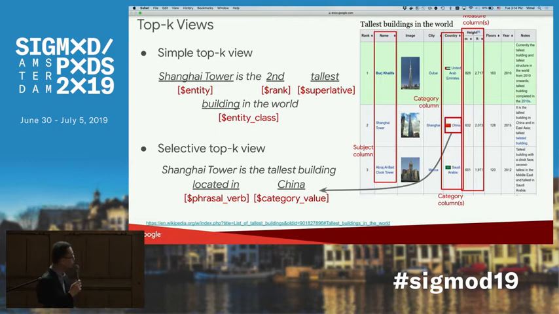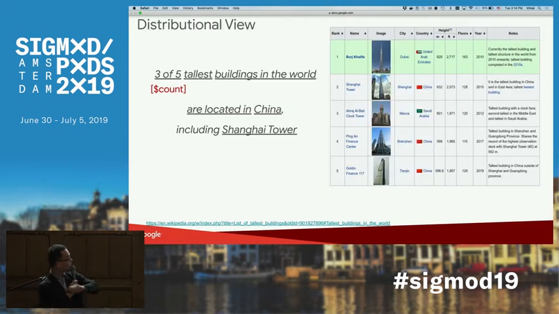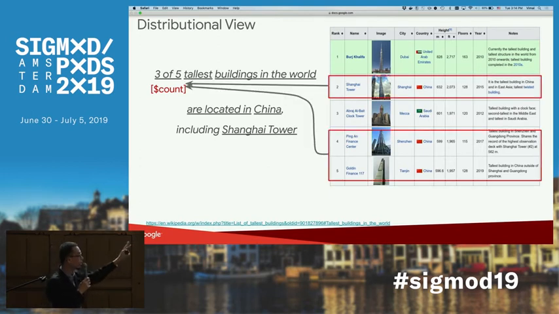All right. Hopefully, I gave you some idea of how complicated this is. Distribution, again: here you actually need to understand the count. I'm interested in China as the category, and how many total buildings there are, and how many Chinese buildings there are, and you have to identify that.